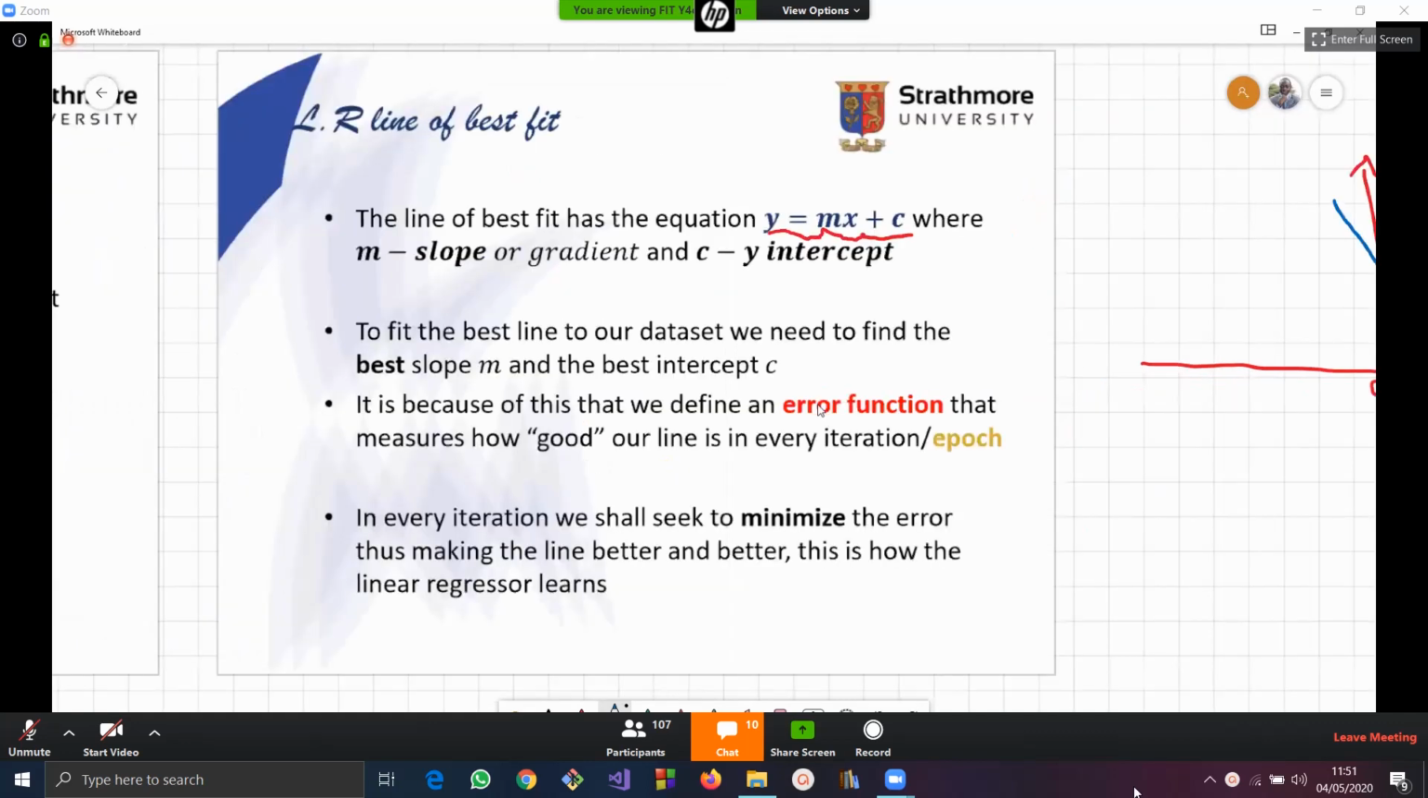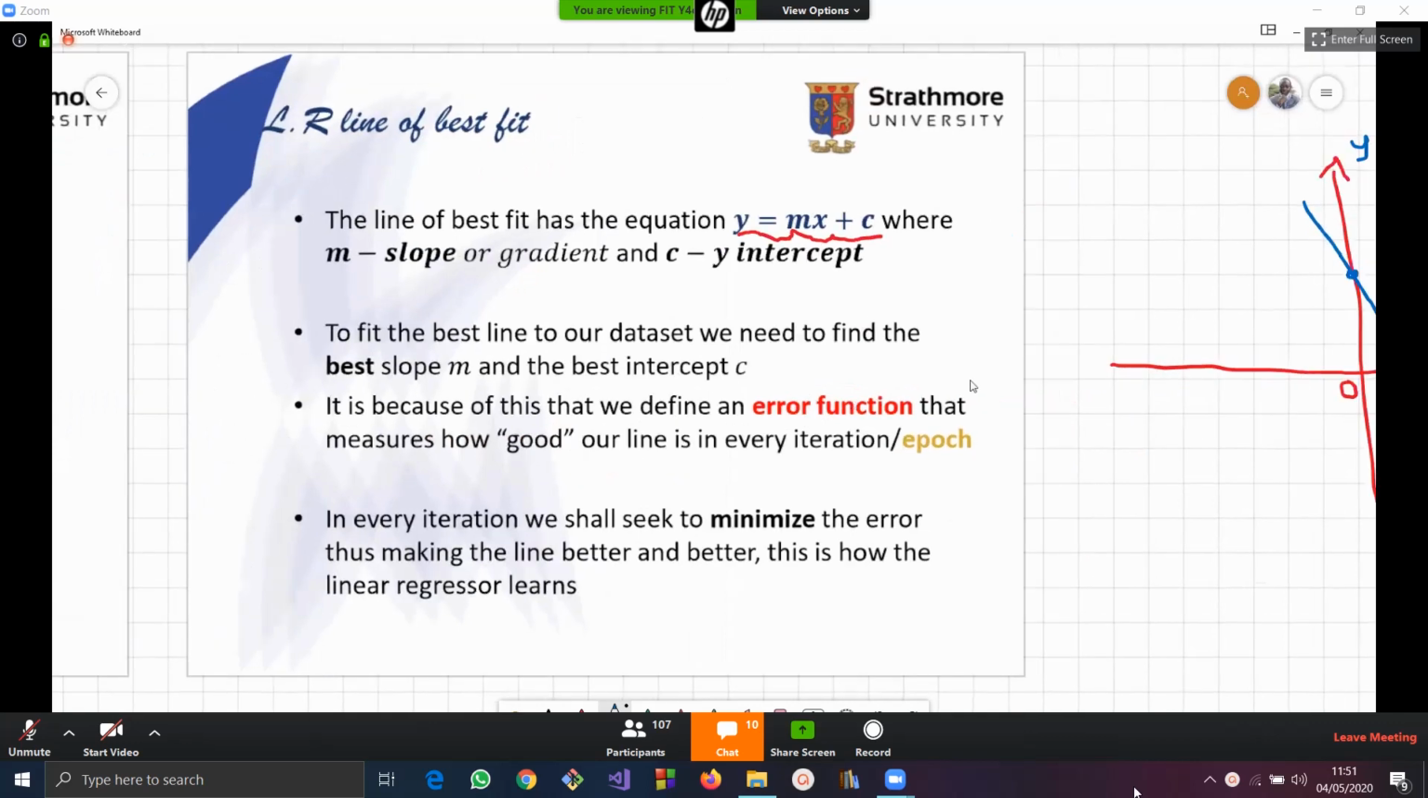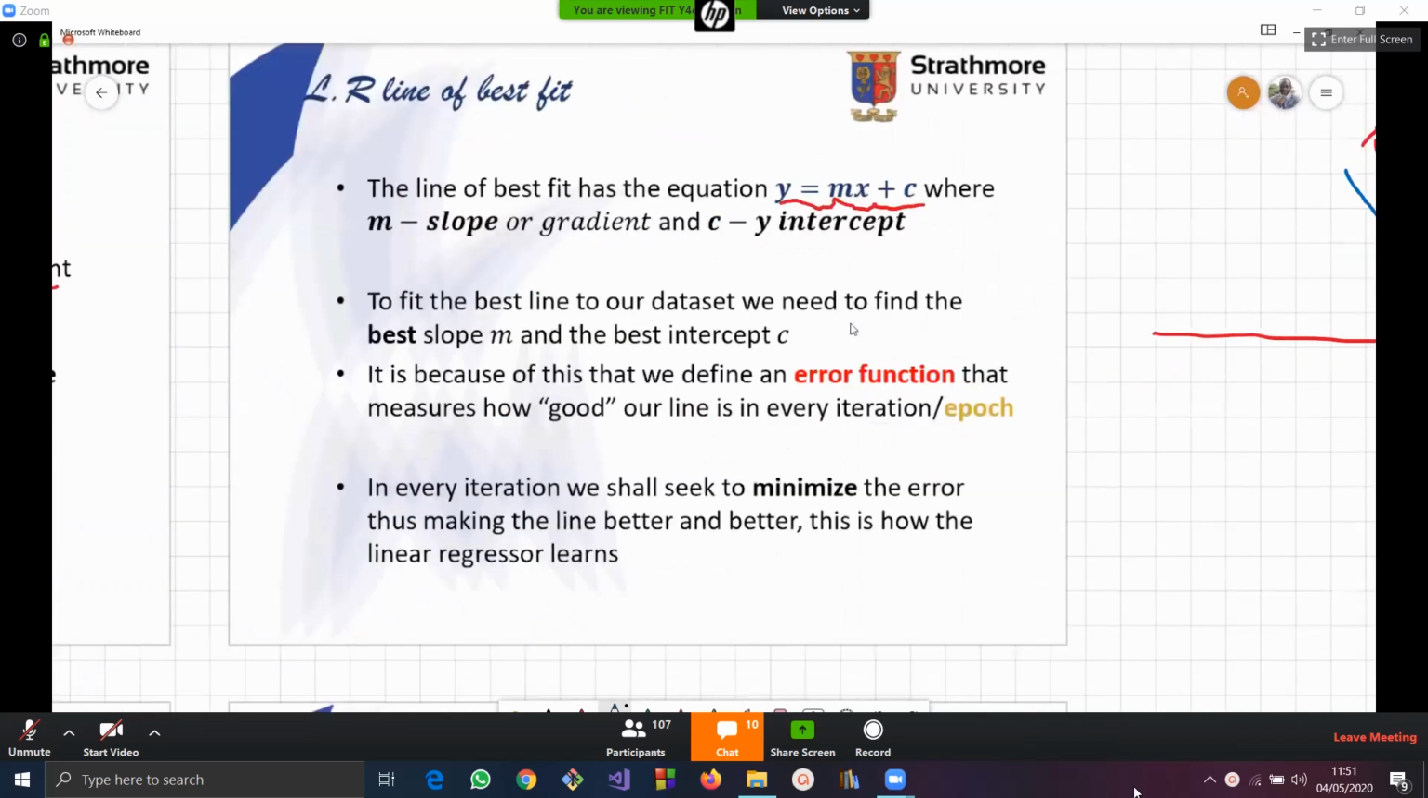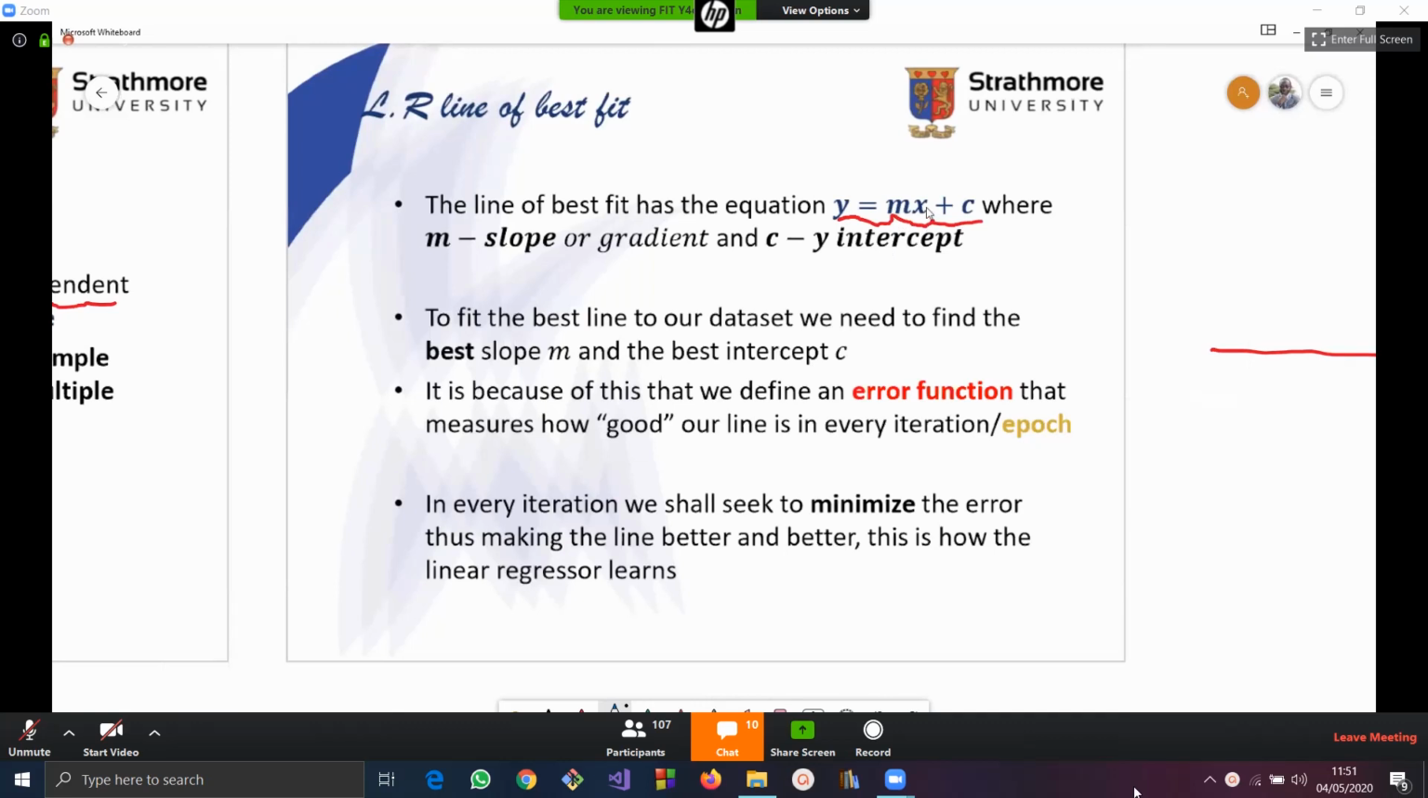So the job is that we are going to fit a line, and that equation becomes important. So here, in this example, x is going to be the independent variable, and y is going to depend on x. So y is the dependent variable. Okay, so you can also take note of that.